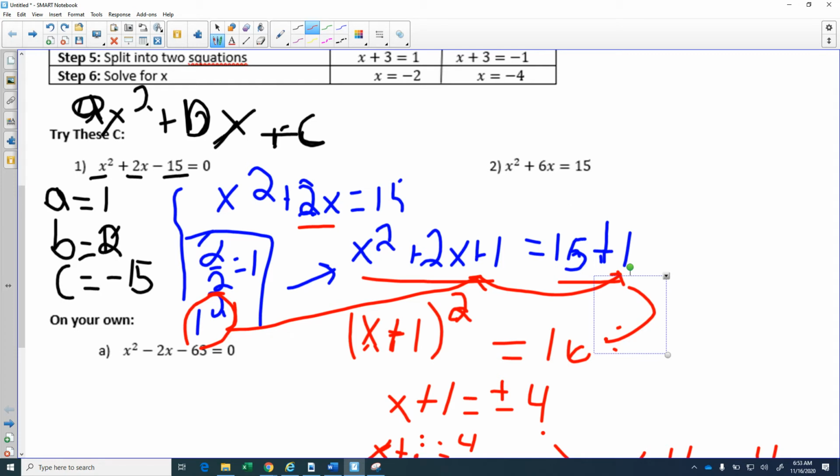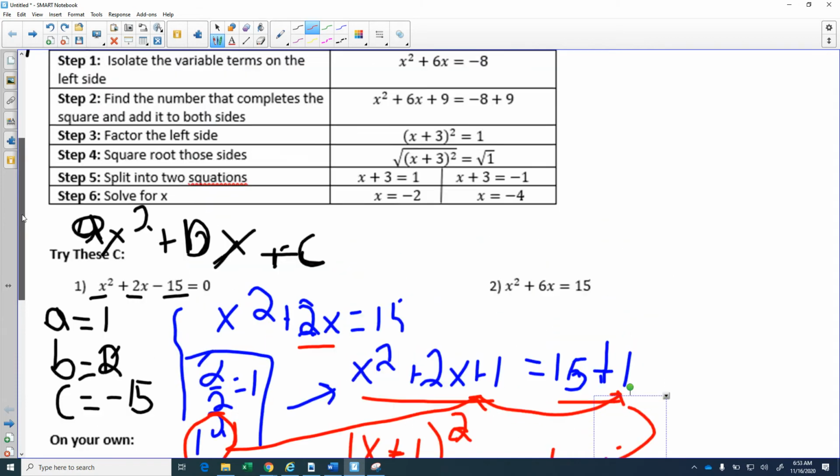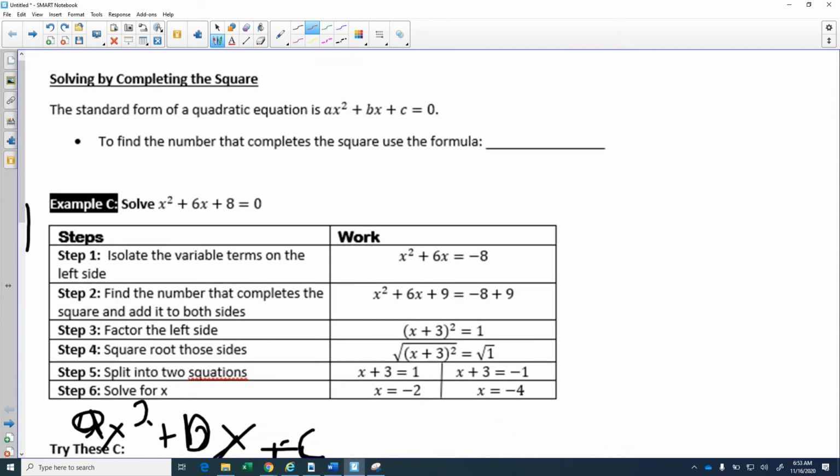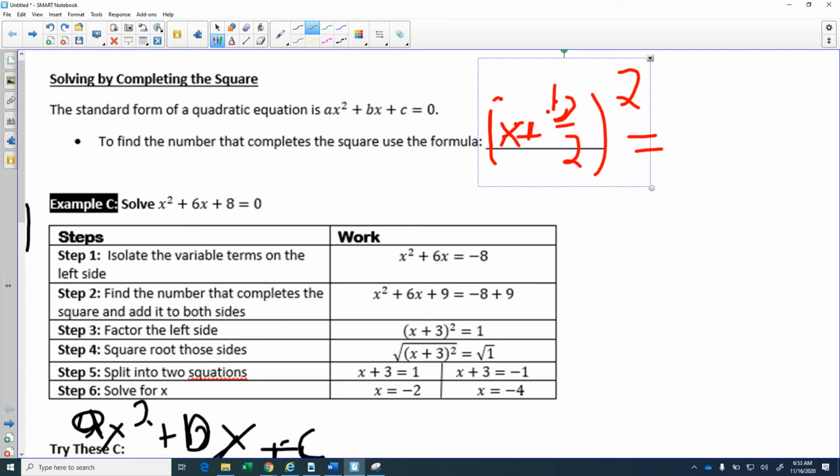What we're going to teach, just for you to kind of helpfully remember it, and especially with remote learning, is we have a little formula for you that you're going to use to help complete the square. It goes like this. Okay, we're going to take x plus b over 2 squared equals negative c plus b over 2 squared.